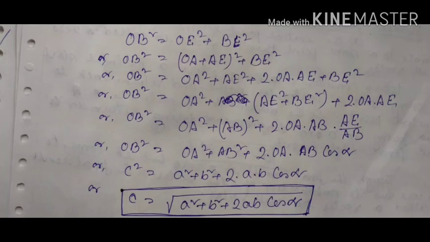So we are mathematically right. Or OB square is equal to OA square plus AB square plus 2 OA into AB into cos alpha, where cos alpha is equal to AE by AB. So using the values of these vectors, we can find c square is equal to a square plus b square plus 2ab cos alpha. That is, c is equal to root over of a square plus b square plus 2ab cos alpha. This is the magnitude of this resultant.